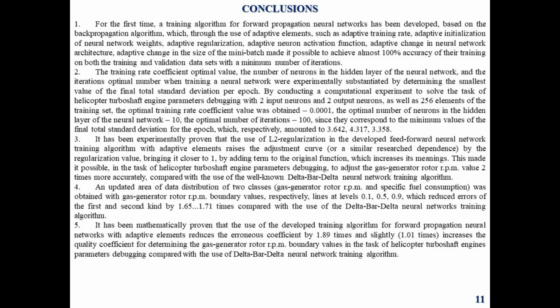The obtained results show that the use of the feed-forward neural network with adaptive elements trained on the basis of the algorithm proposed in the work made it possible to reduce the first and second type errors by 1.65 to 1.71 times compared with the use of the delta-bar-delta algorithm for its training, and the significance level is 0.01. The conclusions are presented in this slide.